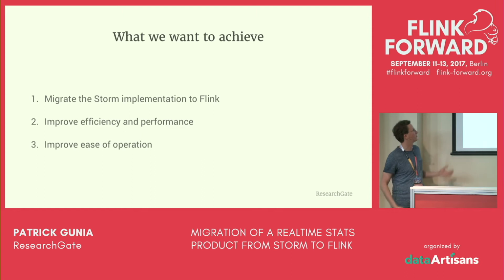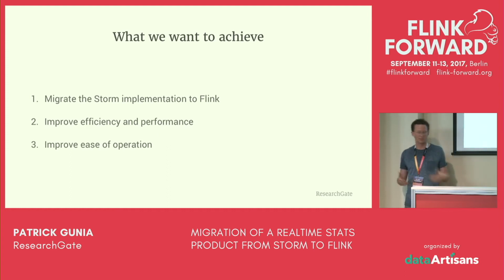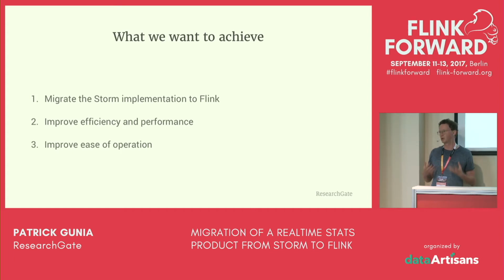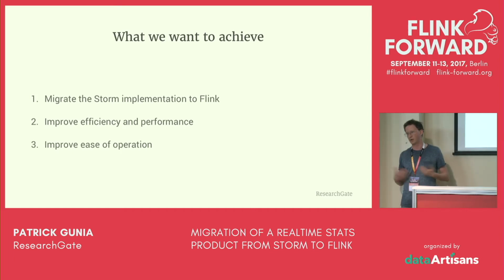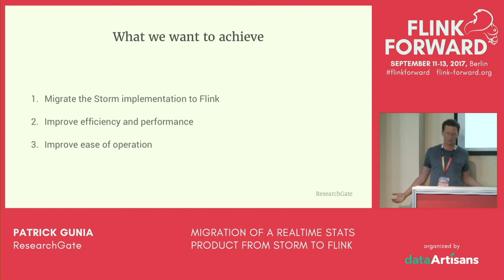So the first one is, of course, we want to migrate the Storm implementation to Flink. The basic reason for that is a consolidation of our technology stack. We've been a Flink company for years. We have a lot of Flink batch jobs. We have a lot of Flink streaming jobs. So we want to get rid of Storm because it's easier for new hires and for people switching teams to get into the technology if the technology stack is smaller.